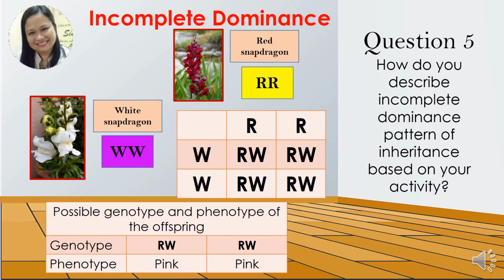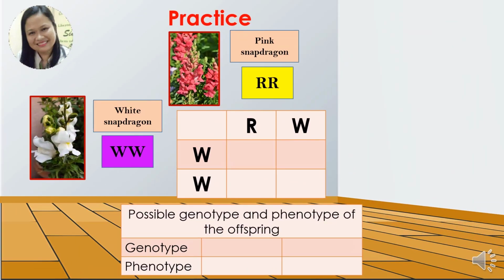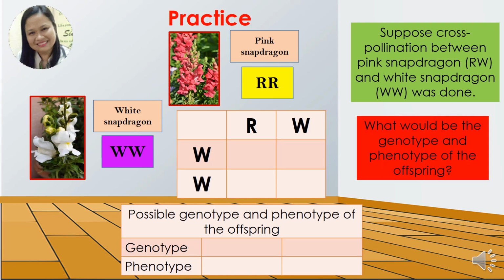And the last question is, how do you describe incomplete dominance pattern of inheritance based on your activity? In incomplete dominance, there is blending of traits. Try to answer this one. Suppose cross-pollination between pink snapdragon RW and white snapdragon WW was done. What would be the genotype and phenotype of the offspring?